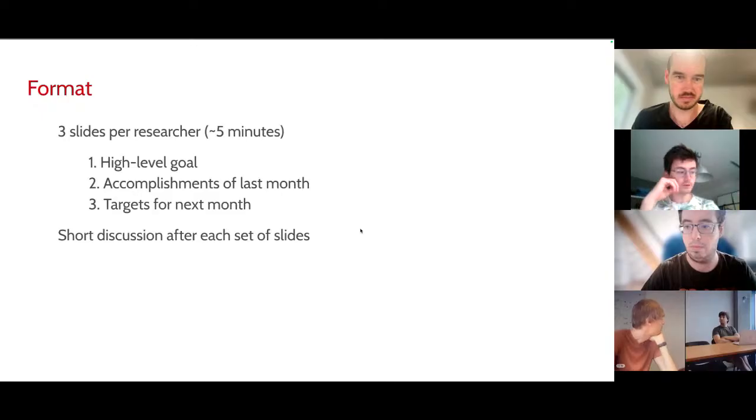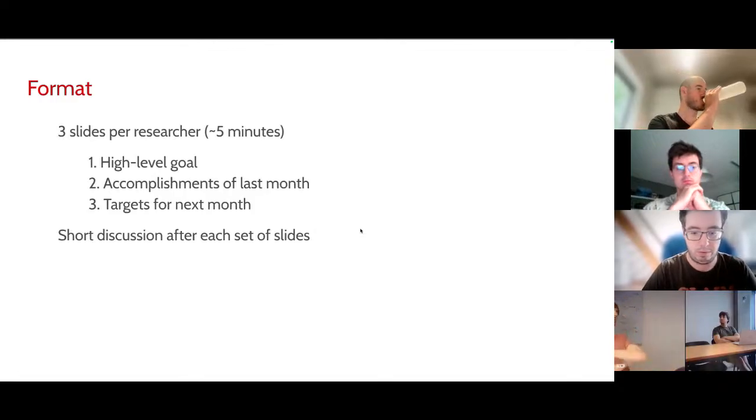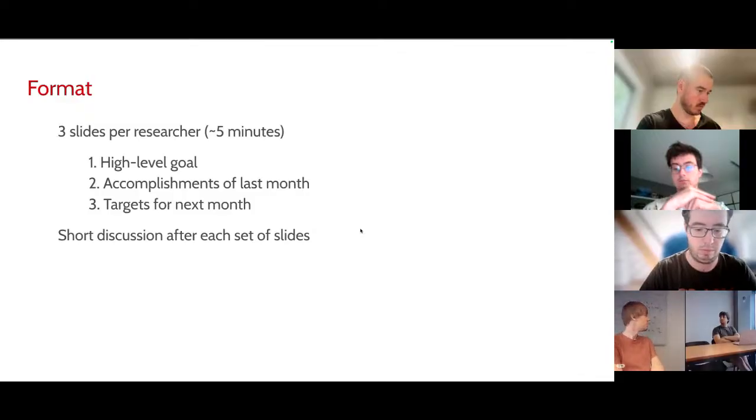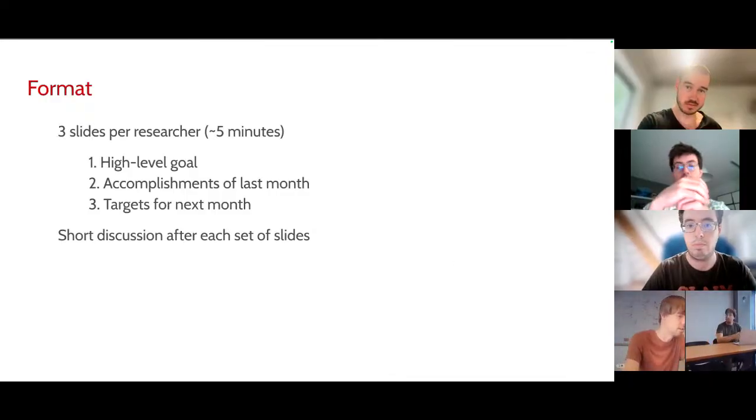So this is the format of this meeting. So we have around 3 slides per researcher. In the first slide, we talk about the high-level goal, then accomplishments of the last month, and then targets for the next month. And then afterwards, we have a short discussion in the whole group about these topics.